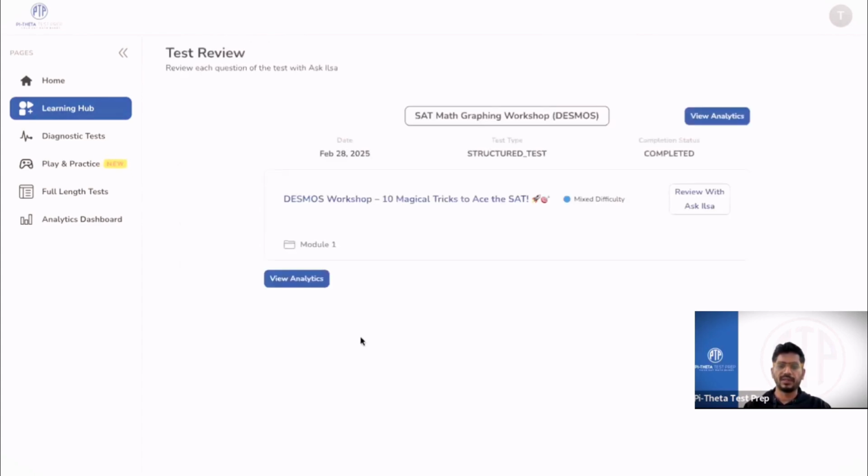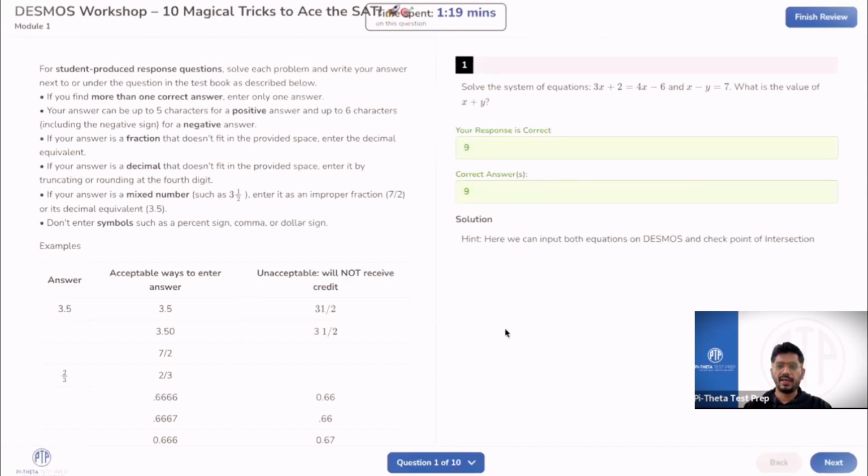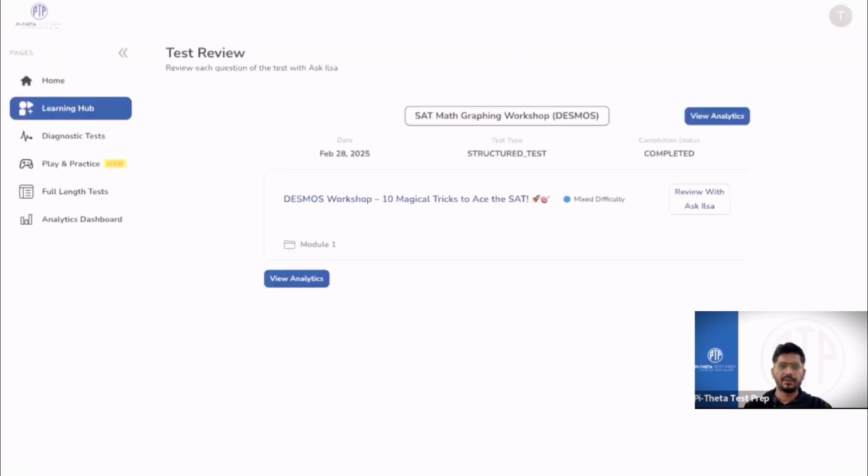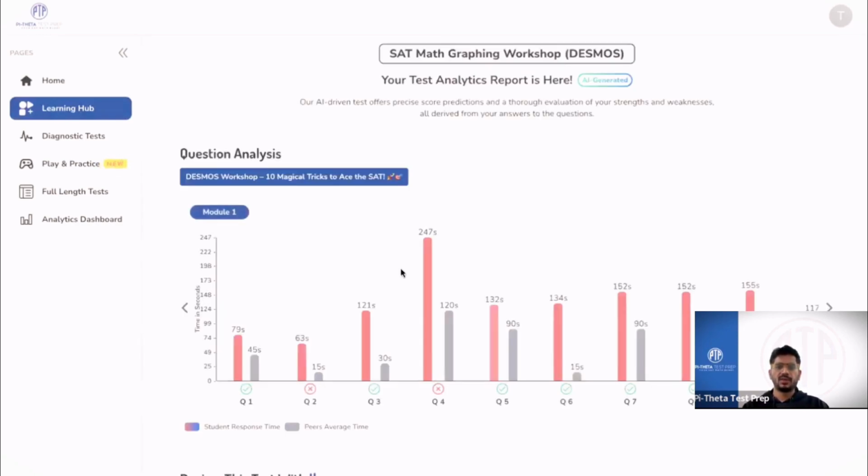Let's say if I start reviewing this test with Elsa. So here is the view analytics. If I just review with Ask Elsa, I can review this test and see where our answer is wrong. If it is wrong, then we can review with Elsa. Hope this idea is clear, everyone. Correct. So this is something very important, and we can go back here. Okay. View analytics. We can again see the analytics of our test.